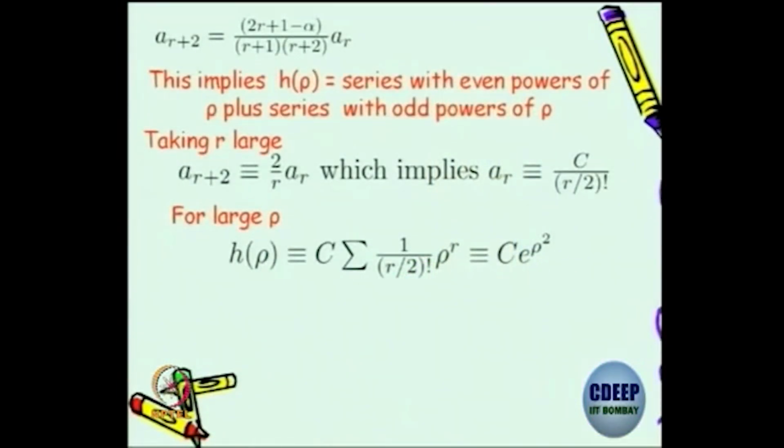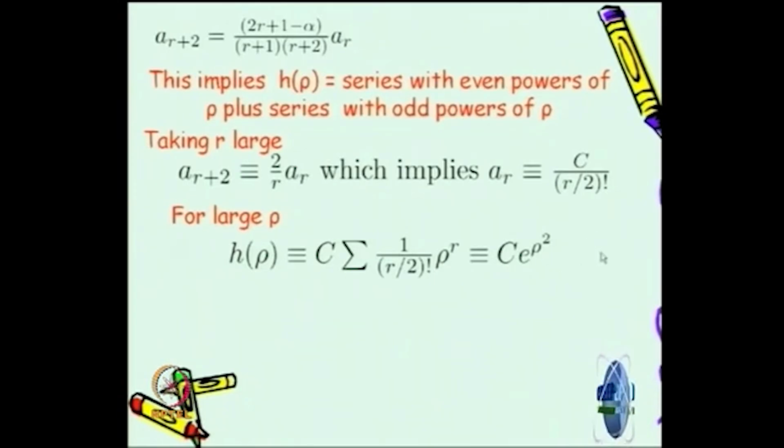This solution should also be a valid solution for large rho. When you take rho to be large, the dominant contribution will come from the AN coefficients where N is very large, right? So for large rho, you can approximate H of rho, it's not exactly equal, by taking this AR. You can do this only for large rho because the dominant contribution will come from those coefficients. So you can approximate H of rho for large rho to look like C to the power of rho squared.